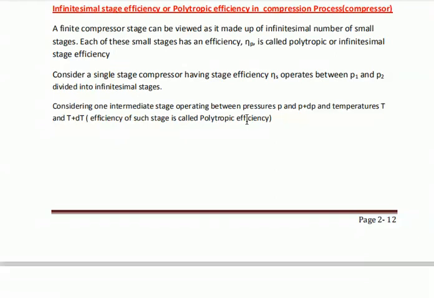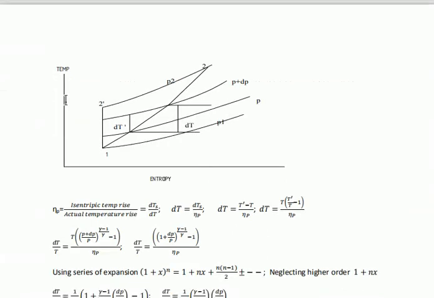Now you take one single stage compressor. That single stage can be divided into a number of small stages, which we call infinitesimal stages. That single stage compressor has the pressures P1 and P2. In between P1 and P2 we again divide it into small stages, whose pressures are P and P plus dp, and temperatures T and T plus dt. This is called the polytropic efficiency.